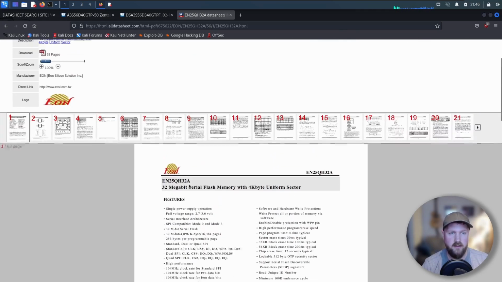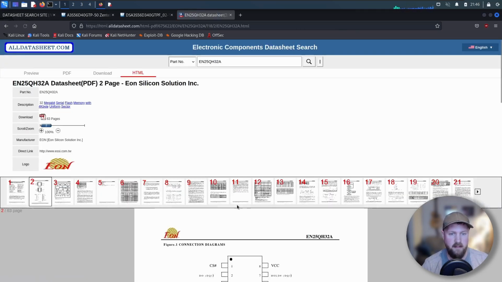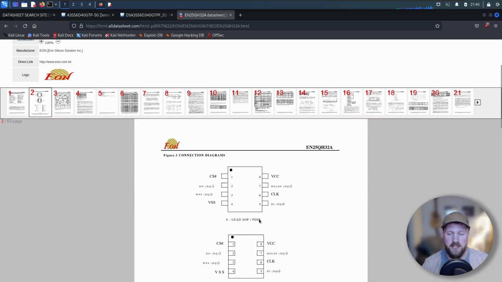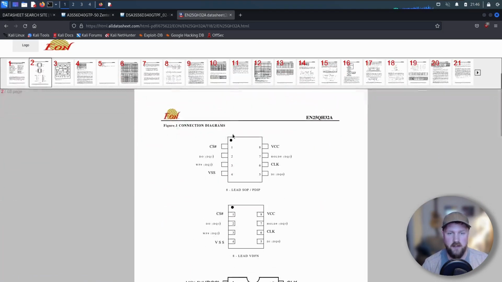And then if we scroll up and we actually just go over to the second page here, we are going to see the pinouts, which of course we always want to know. And this is going to be important for us later. We're definitely going to save this because one of the things we're going to do is try and dump the contents of this ROM so that we can read it.